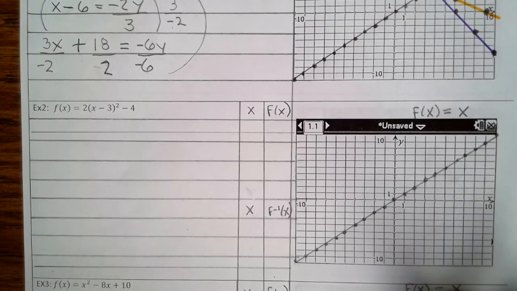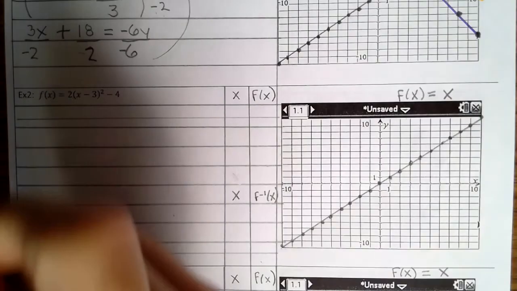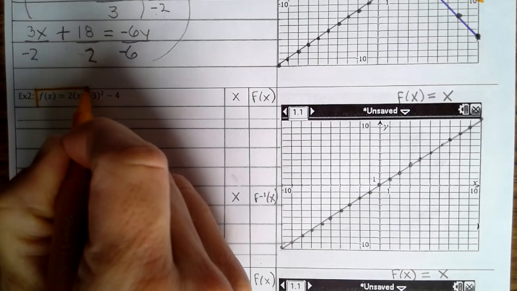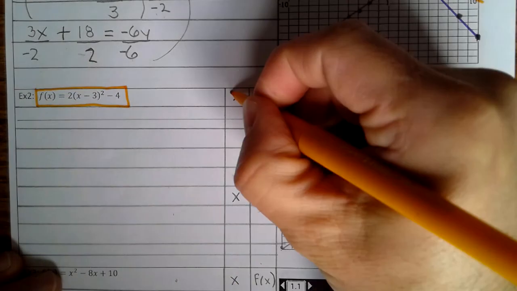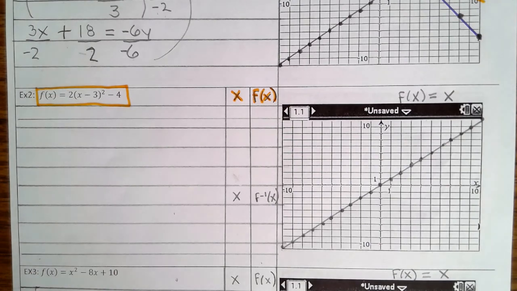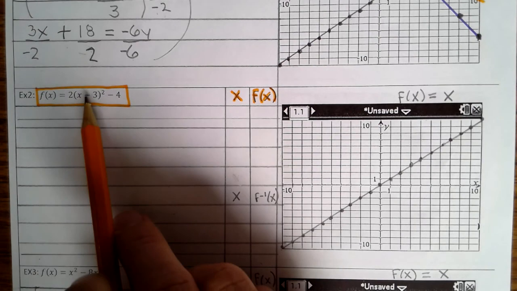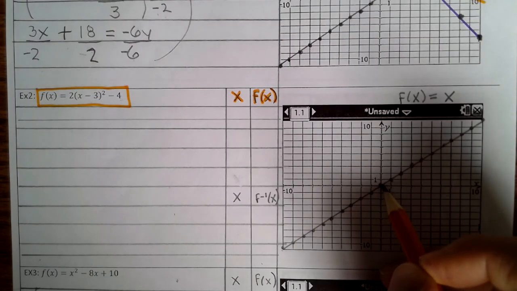Okay, so again, we're going to graph the function in yellow and the inverse in our purple, sorry. All right, so to graph this, we know that the vertex moves to the right 3, up 4. So our vertex was 0, 0. Now we go to the right 1, 2, 3, up 1, 2, 3, 4.